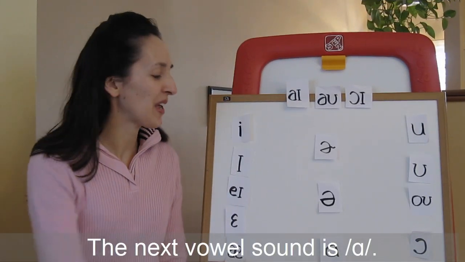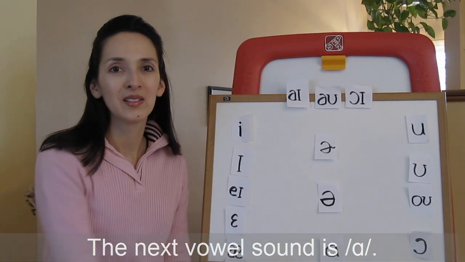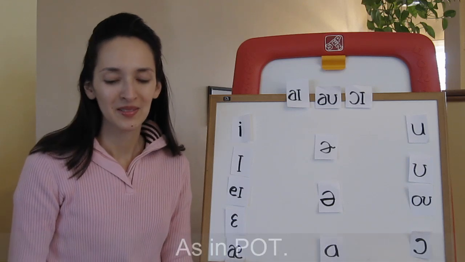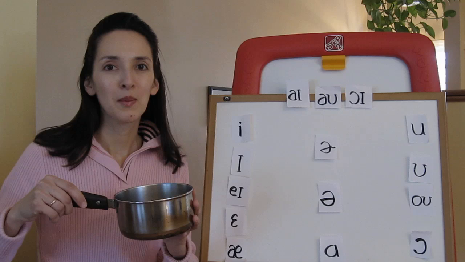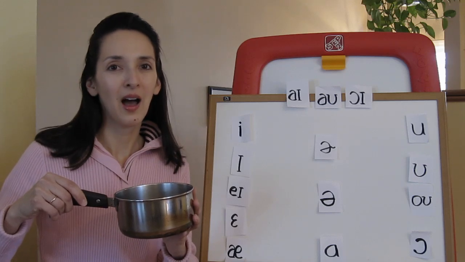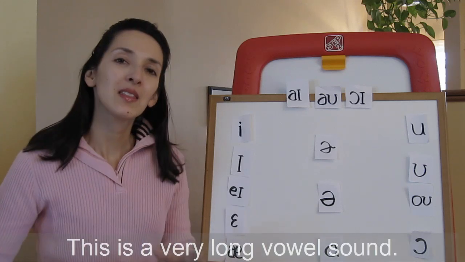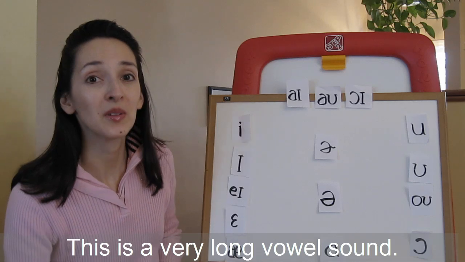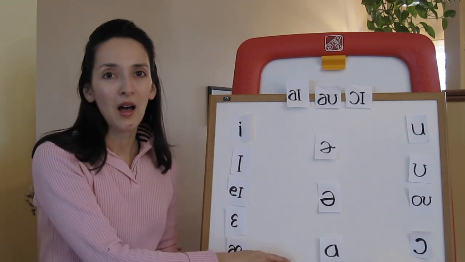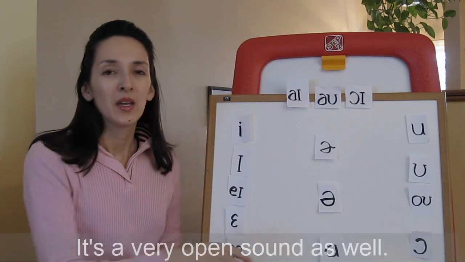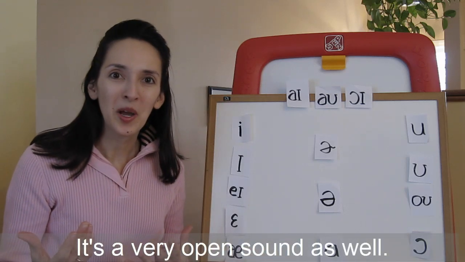The next vowel sound is ah, as in pot, pot. This is a very long vowel sound. It's much longer than the previous one. It's a very open sound as well.